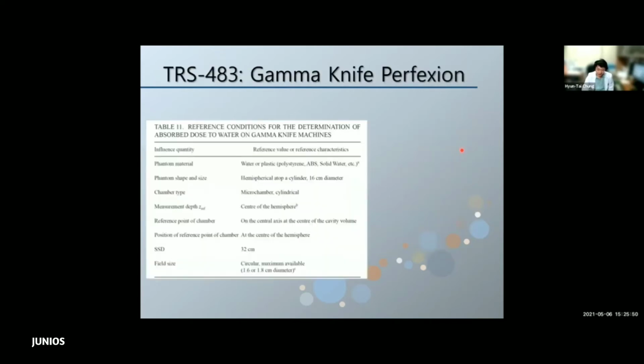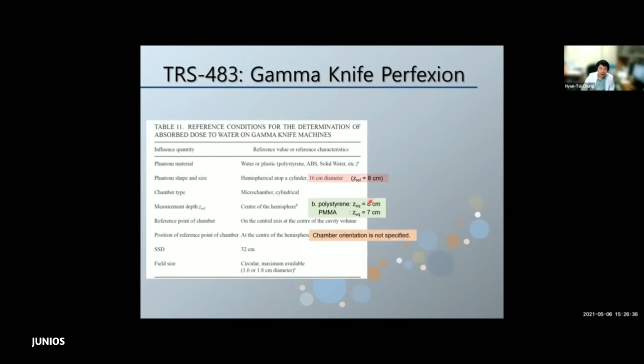So now let's understand how to do that. Let's try to measure the dose rate. And these are the reference conditions given in TRS 483. The phantom material is water or plastic, usually plastic. And the phantom shape and size is hemispherical at top and 16 centimeter diameter. And the measurement depth, the reference is 8 centimeter. No, this 8 centimeter is water and this 8 centimeter is plastic. So it's very confusing. This note B says polystyrene is 8 centimeter, PMMA is 7 centimeter, but every data is given with 8 centimeter until now.